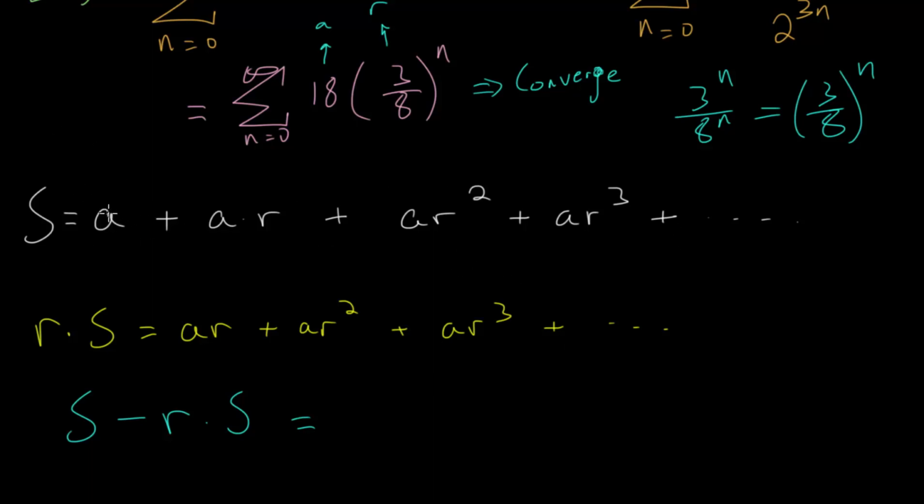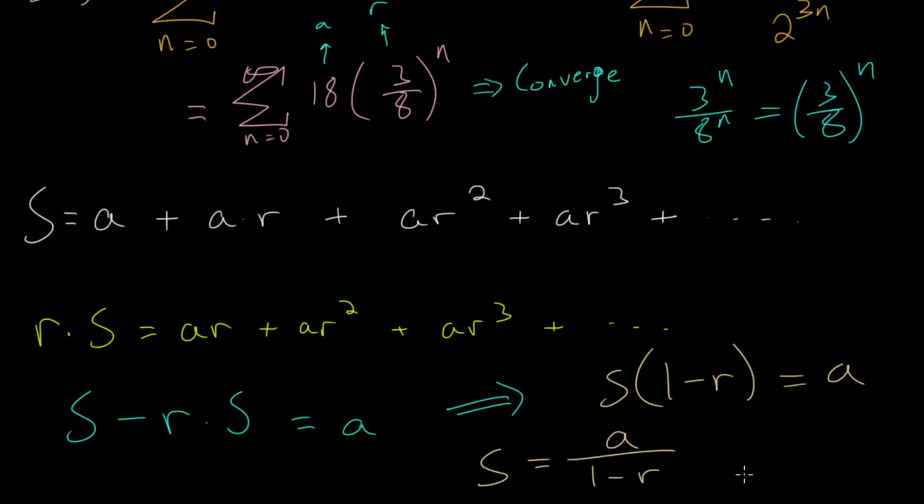From this top sum we have an a, but we don't have a down here, so we're not losing that. But every other term will cancel out. We have ar minus ar, ar squared minus ar squared, ar cubed minus ar cubed, and so on. Every single term going out to infinity will cancel, and we get this nice equation, which we can now solve for s. Let's factor an s out from this left-hand side. We get s times 1 minus r, this is equal to a, and we divide by 1 minus r, so that s is a over 1 minus r.